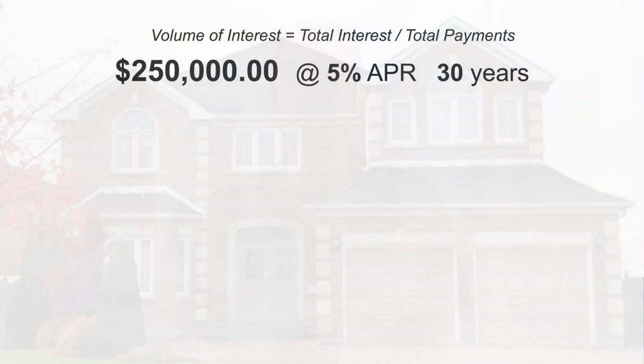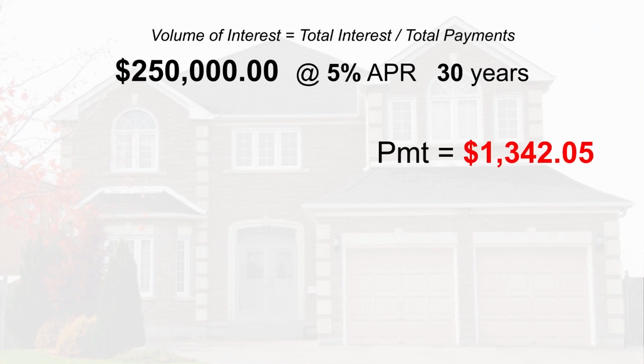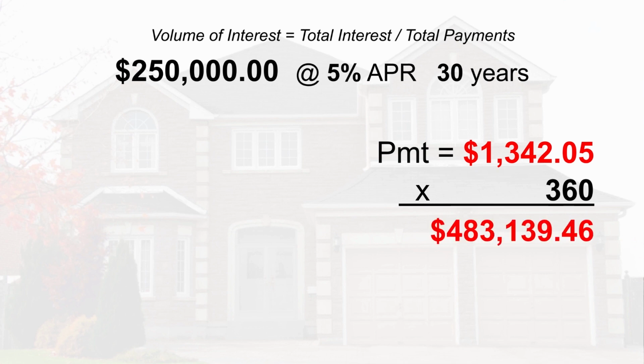For example, on a $250,000 mortgage, 5% interest amortized over 30 years, payments are $1,342.05 per month. So if we wanted to figure the volume of interest on this, we would take that payment amount times 30 years, 12 months a year, that's 360 months. That gives us the total payments, $483,139 and a few odd cents. So there's our total payments.